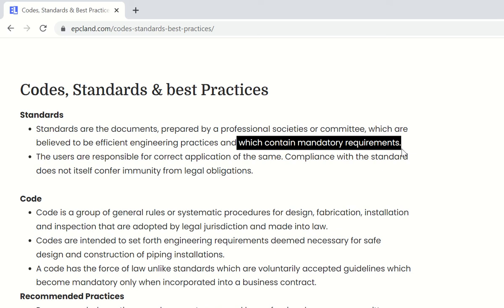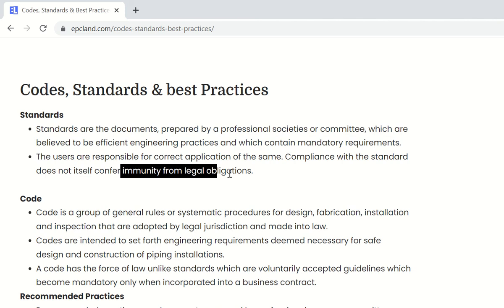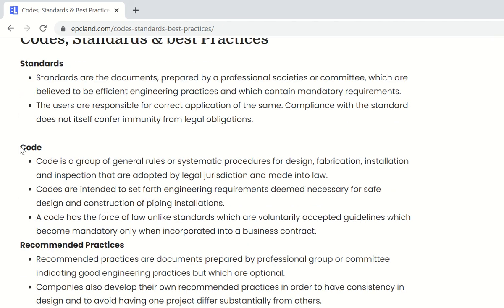At the same time, if anybody says that they are compliant with the standard, that doesn't mean that they are immune from legal obligations. What we are trying to say is, we have standards with us, we are following these practices, and even if we are following all the requirements mentioned in the standard, we are still liable for any mistake.